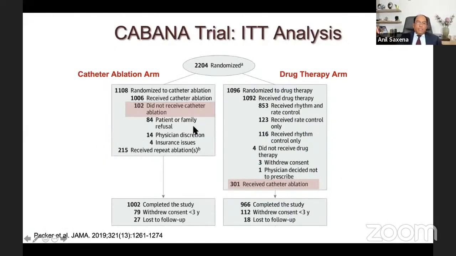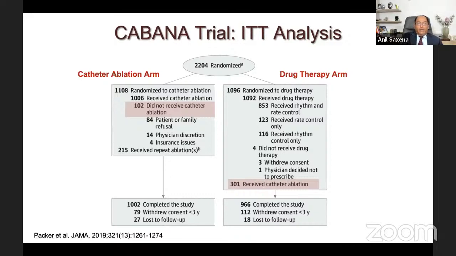Yeah, so this is what I said was the CABANA trial, which was a trial done on atrial fibrillation patients to see the effect of catheter ablation versus drug therapy, which is a superior treatment. There were 2,200 patients randomized to receive catheter ablation versus drug therapy, approximately 1,100 patients in both arms. About 100 patients did not receive catheter ablation, which they were originally assigned. On the other hand, in the patients assigned to drug therapy, about 300 or about 29% went on to receive catheter ablation.